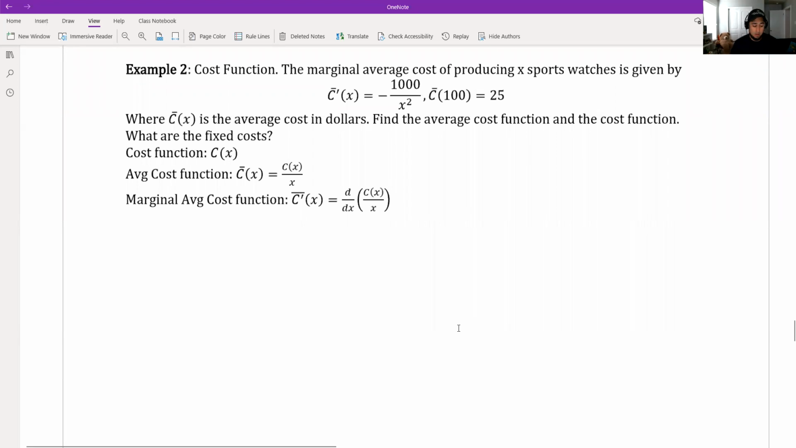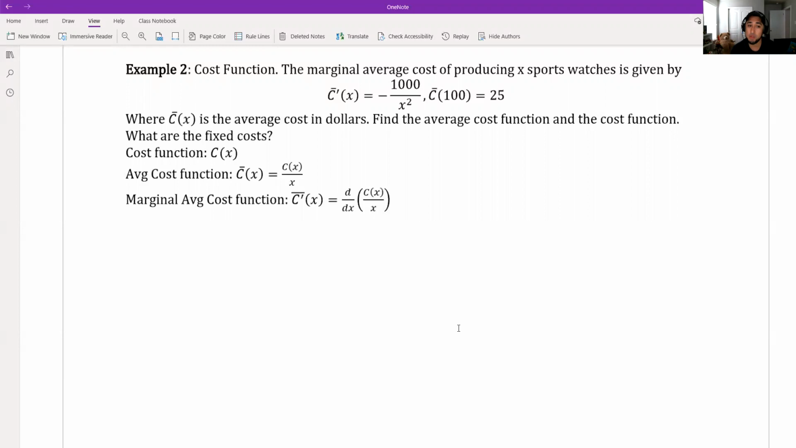Okay, perfect. So we're on applications now involving these, because why are these useful to us unless we have an application? Well, here you go. The marginal average cost of producing X sports watches is given by C bar prime of X. Yes, that's C bar prime. So C bar prime of X is equal to negative 1,000 over X squared, where C bar of 100 is 25. C bar of X is the average cost in dollars. Find the average cost function and the cost function. What are the fixed costs? So we have to answer all these questions.